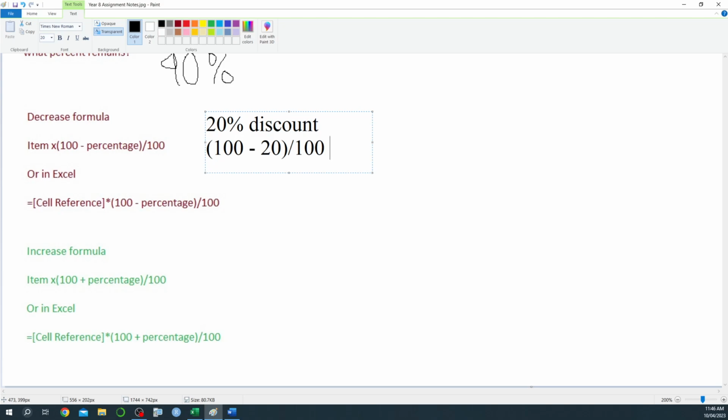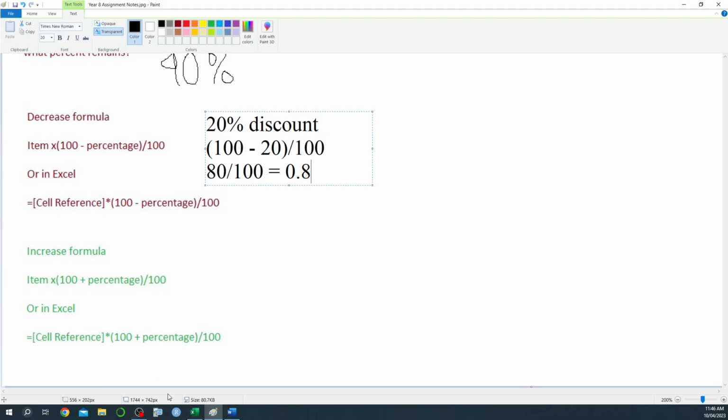Now what happens is, if you work that out, you have 80 divided by 100, which is equal to 0.8. So that's actually what you multiply by. If you lost 20%, you've kept 80%, and you times by 0.8 because it's 80 out of 100. All right, so that's the decrease formula, and that's the multiplier. That's what you go and multiply all the numbers by. We'll show you that in a moment.